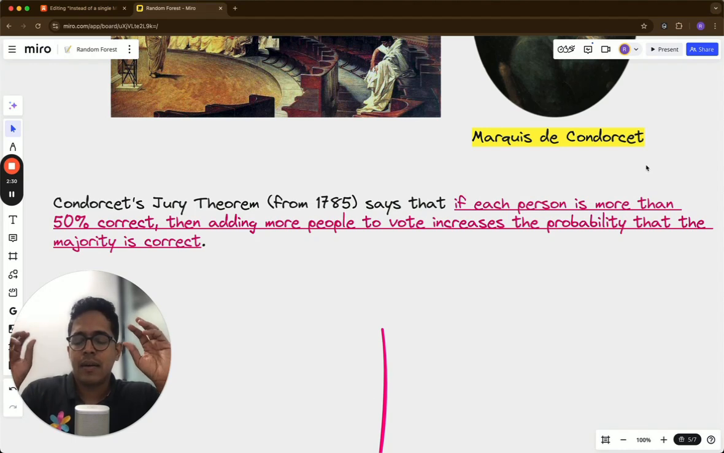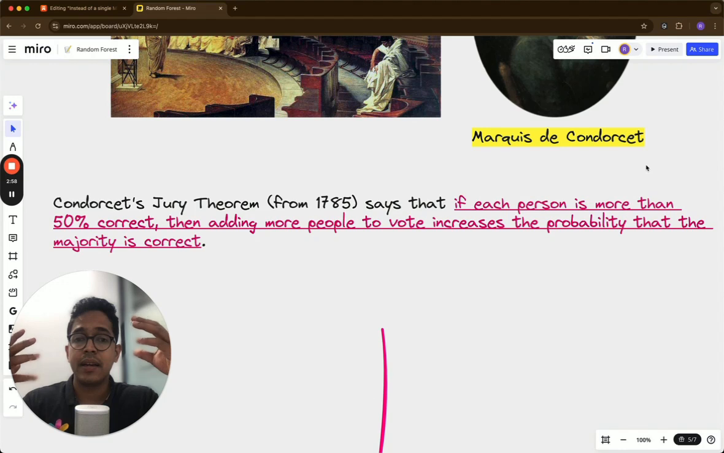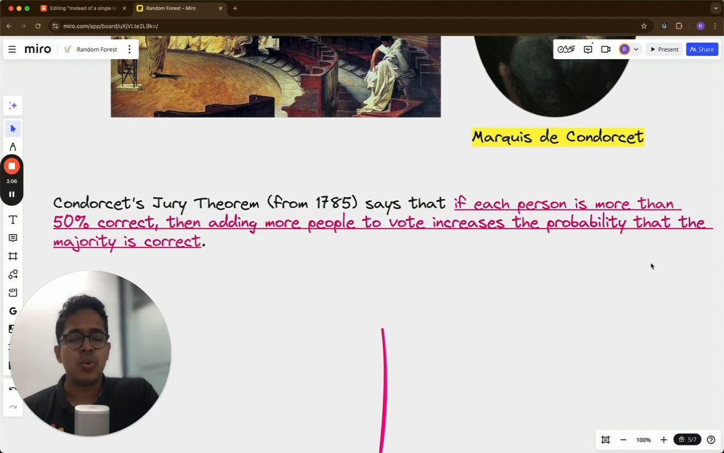Basically, having a lot of people who can, on an average, make correct decisions more times than they make wrong decisions. Meaning, if a person is saying that, okay, this person is the right person to rule, or this person is not the right person to rule, and more than 50% of the times they are correct, and then you pool a lot of individuals like that into one group and let them vote, then the probability that this collective voting has resulted in a correct outcome will be greater than what any individual can do. So this is Condorcet's jury theorem from 1785.